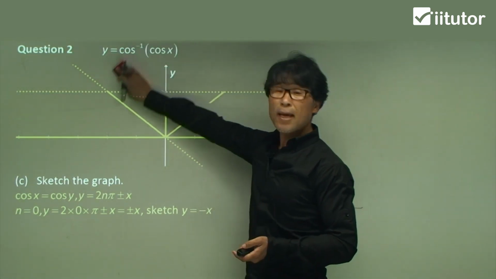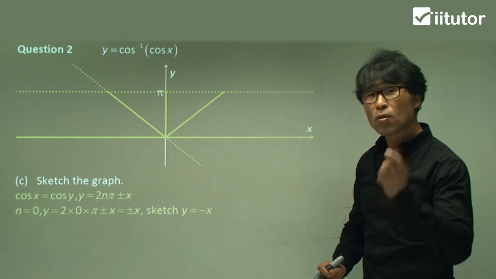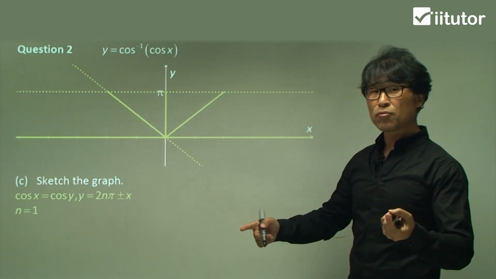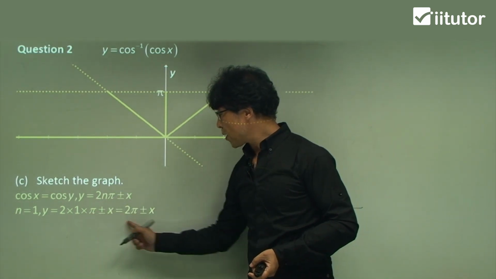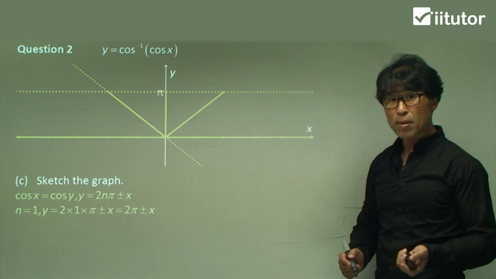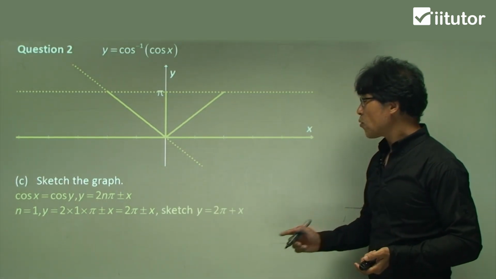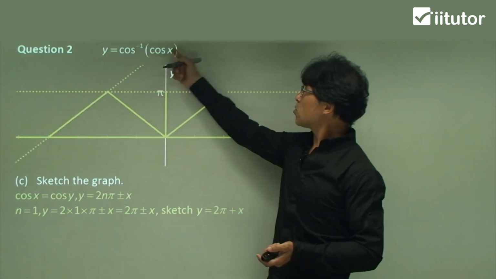So what's the next step? We're going to substitute n equals 1. So 2 times 1 times pi, so 2 pi plus minus x. Again, same thing: you have to do one sketch at a time. So y equals 2 pi plus x. That equals 2 pi over here, which is the y-intercept.